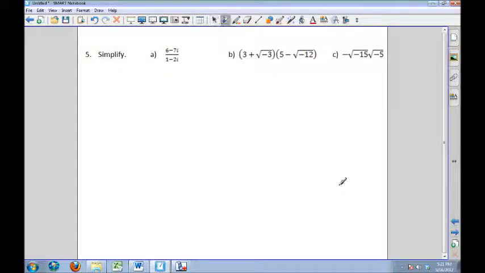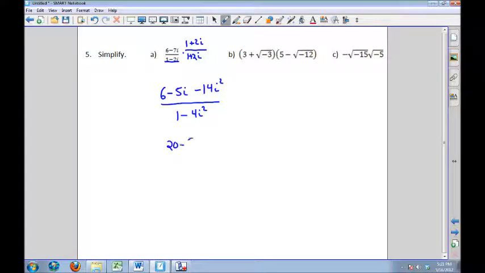Finally, simplifying each of these. I cannot have i's in denominators of fractions, so I will have to multiply this by its conjugate, 1 plus 2i over 1 plus 2i. When I do that, my numerator becomes 6 minus 5i minus 14i squared over 1 minus 4i squared. When I simplify this all out, I get 20 minus 5i over 5.